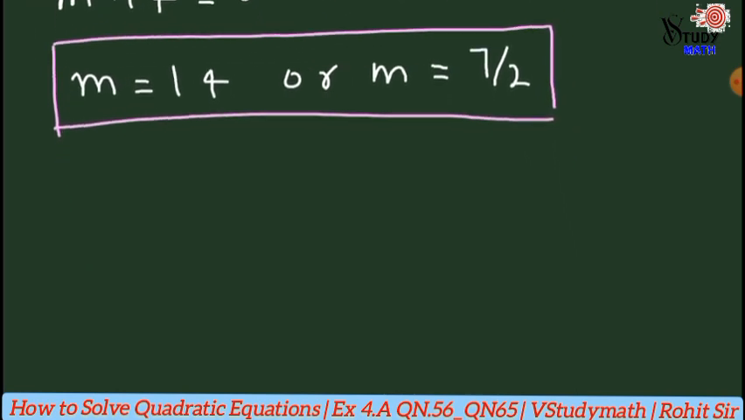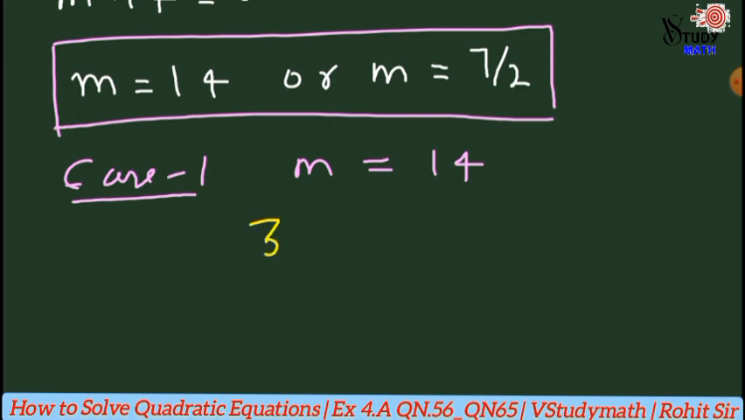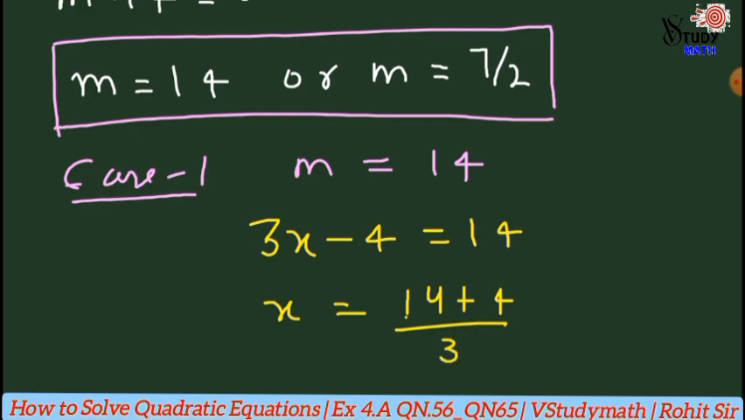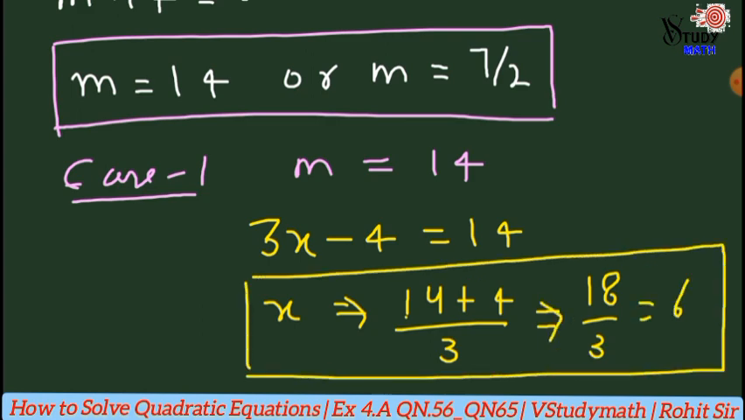Case 1 where m is equal to 14. The value of m we assumed is 3x minus 4 is equal to 14. Then x is equal to (14 plus 4) upon 3. Then we can say it is equal to 18 by 3, that is 6. So one value of x is equal to 6.